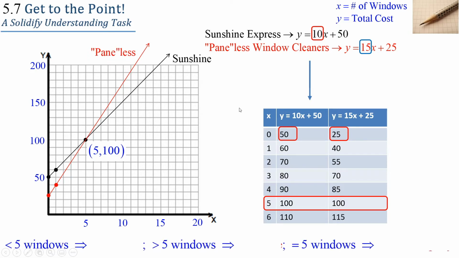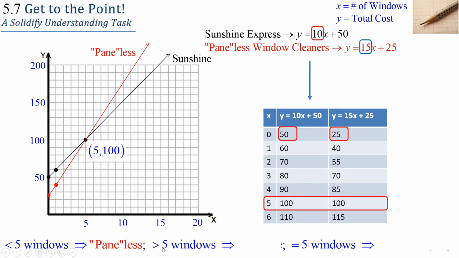Okay, so I think we can make a pretty good decision right now based upon this graph or this table. So if I need less than 5 windows cleaned, I think I would have to use Painless, because look at the Painless is below the cost function for Sunshine. You also see it in the table. 50 versus 25. Not that we're going to get 0 windows cleaned if they come over. 60 versus 40. 70 versus 55. $80 versus $70. And $90 versus $85. So again, Painless is the winner if we're getting less than 5 windows cleaned.